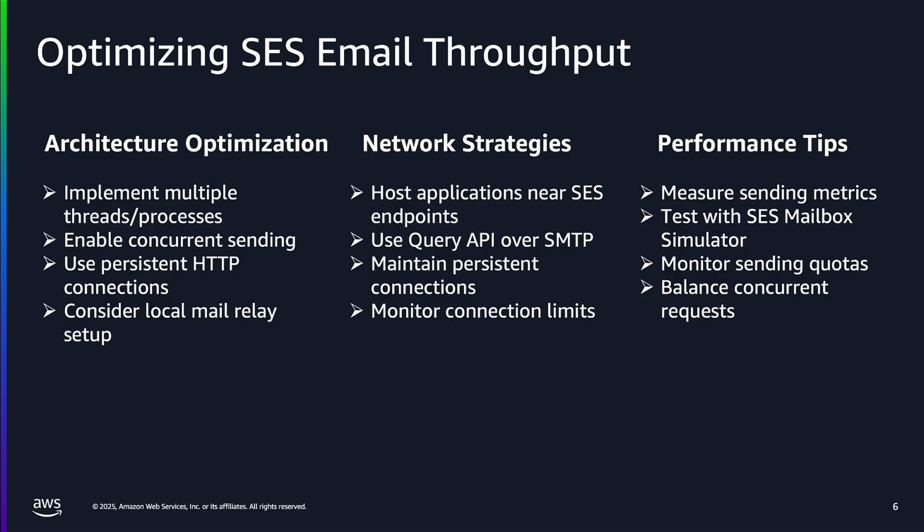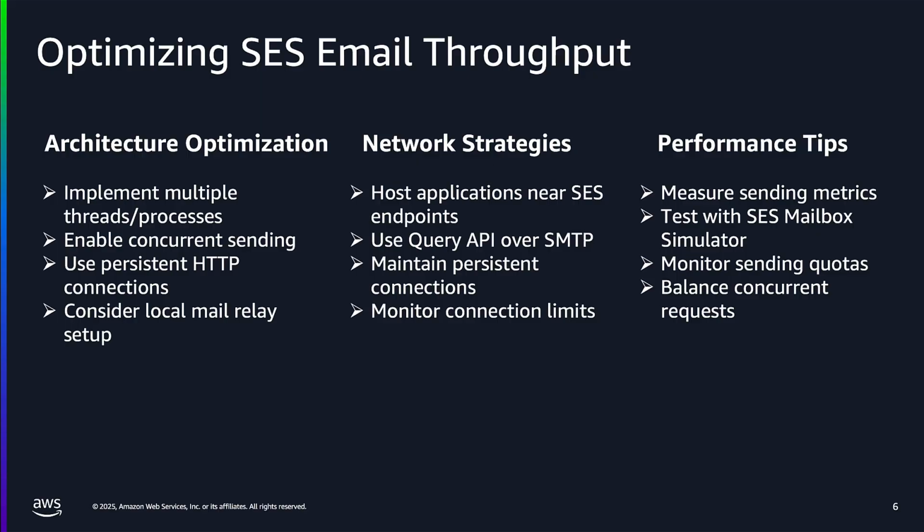To maximize your email throughput, configure your sending application with multiple threads for concurrent sending, use persistent HTTP connections, and consider hosting your application close to the SES API endpoint to reduce latency. For high volume senders, the API approach typically offers better performance than SMTP. To optimize your SES network performance, host applications close to SES endpoints, utilize the query API instead of SMTP, maintain persistent connections, and regularly monitor your connection limits.